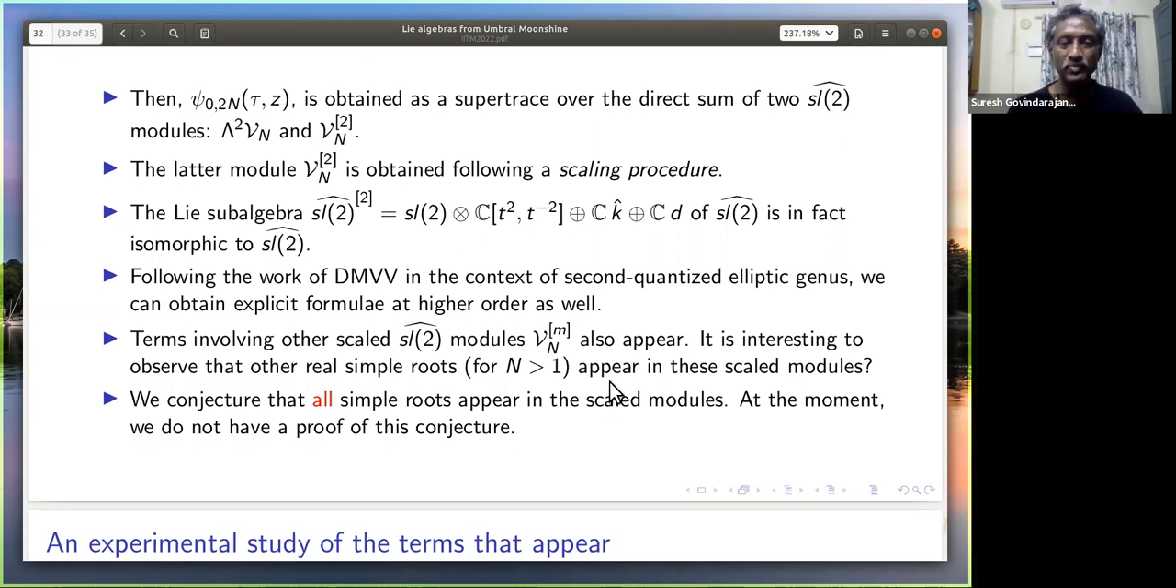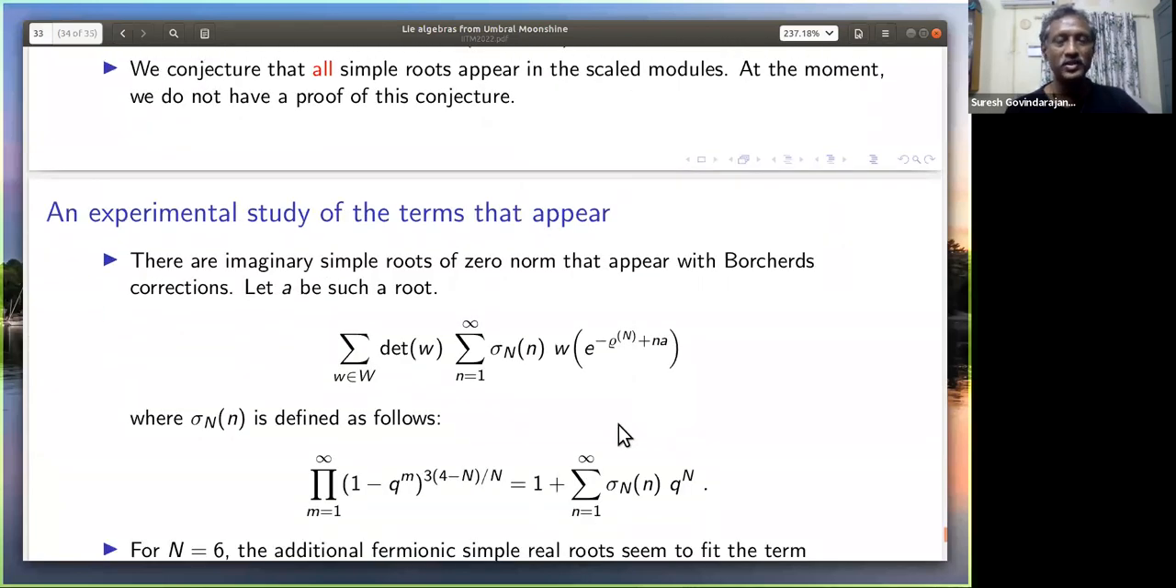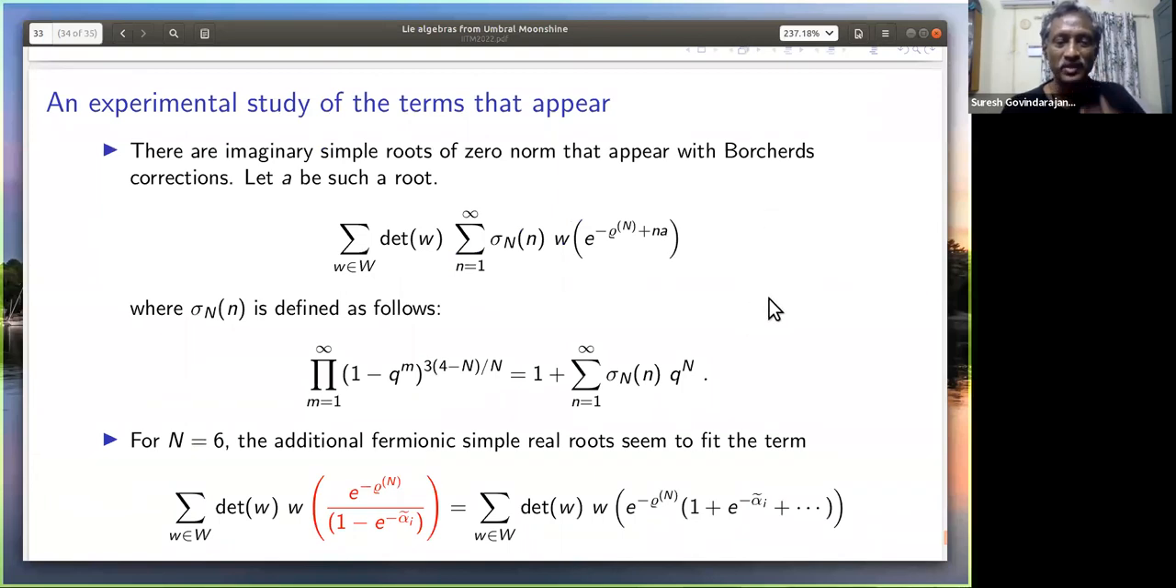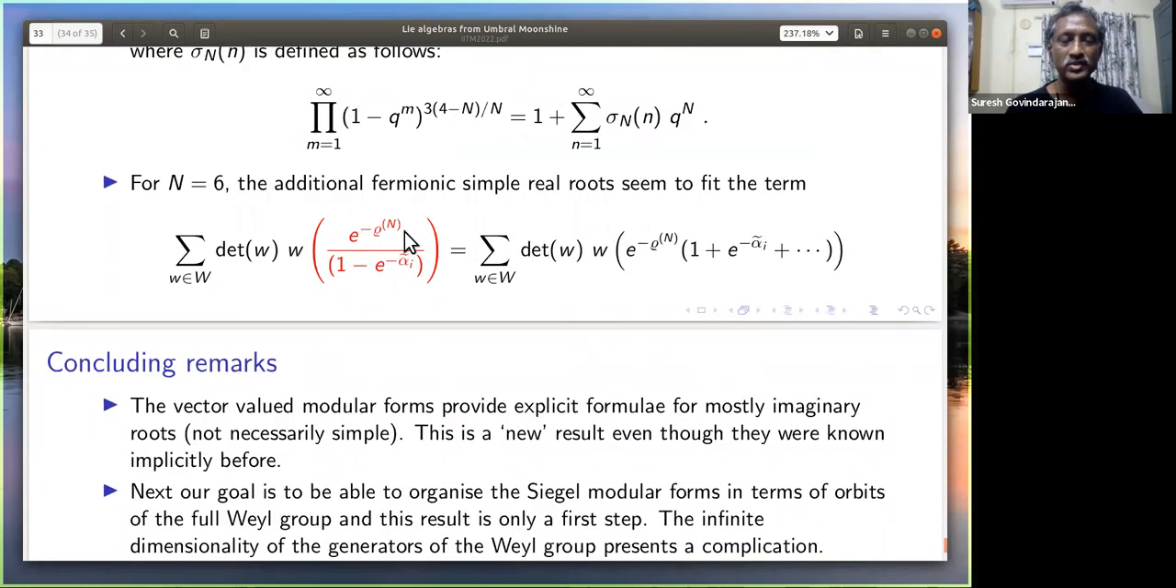So this is something. We do not have a sum side, but we still have this formula. We can sit down and do stuff. We can do experimental study. We are not mathematicians. So what you find is the standard kind of Borcherds corrections. But for n equal to 6, we find additional fermionic roots, and they seem to appear with a term which is different from the Borcherds correction, because these are real, but they are fermionic real roots, and they come with some weird thing. And it appears that they fit this particular formula. But this is again unproven.